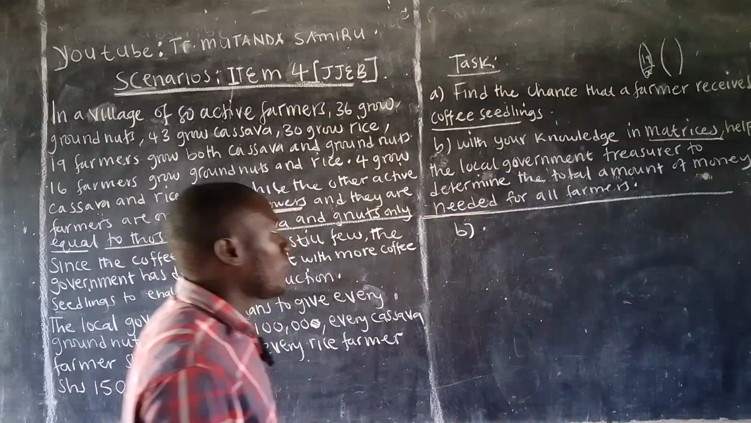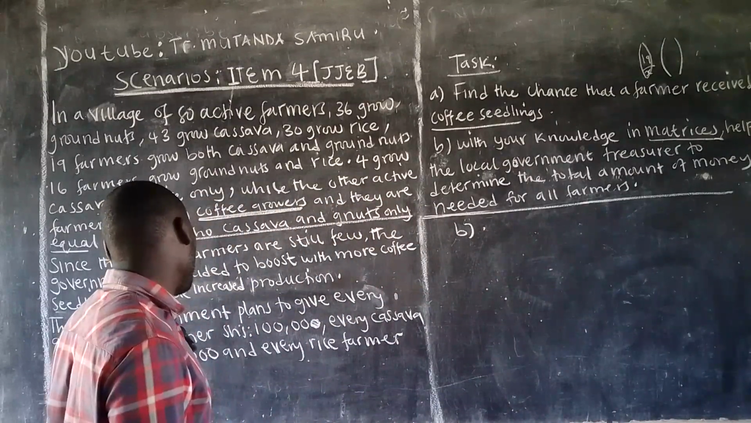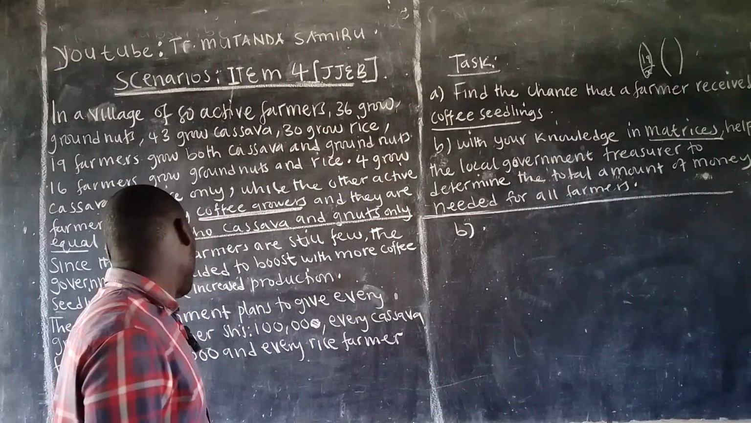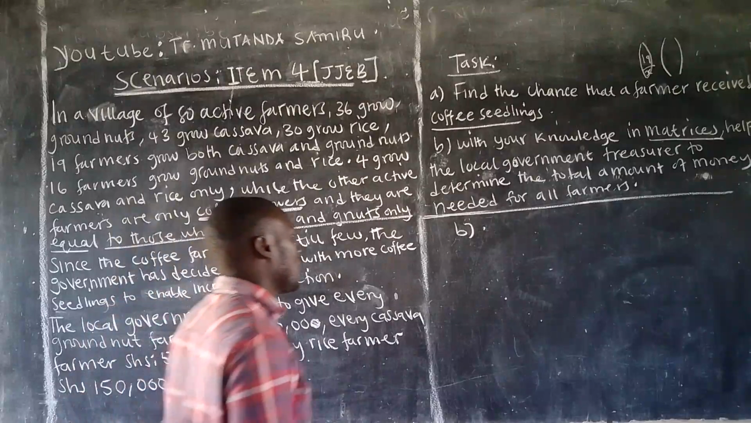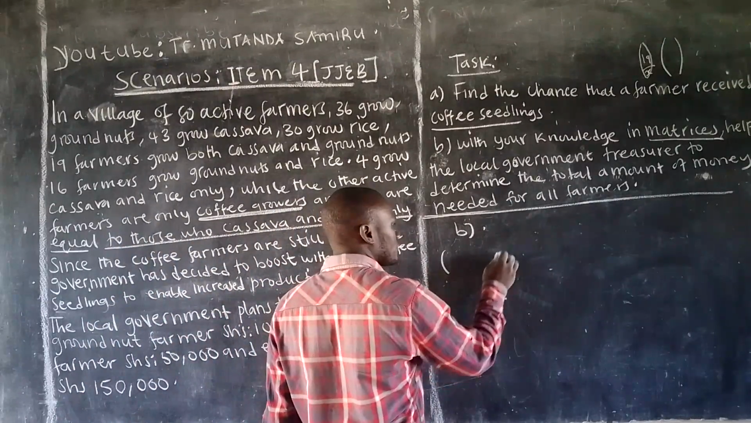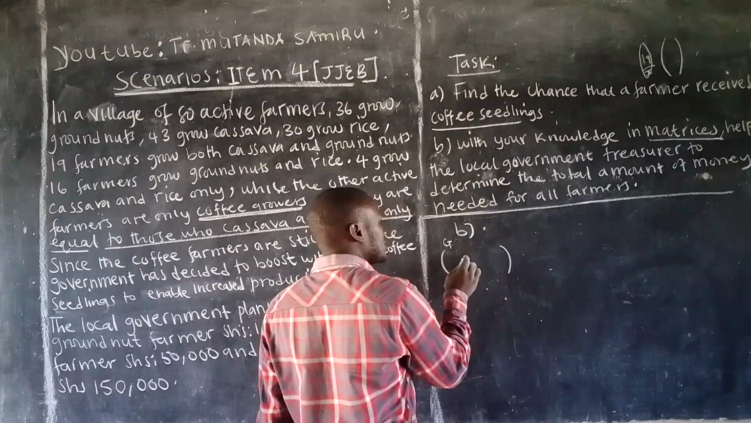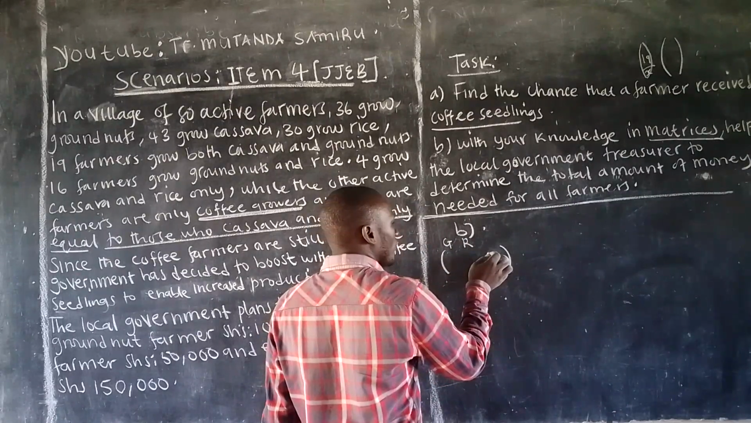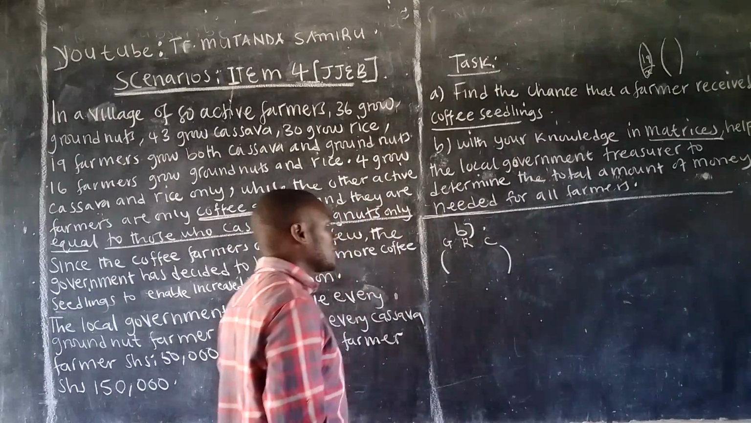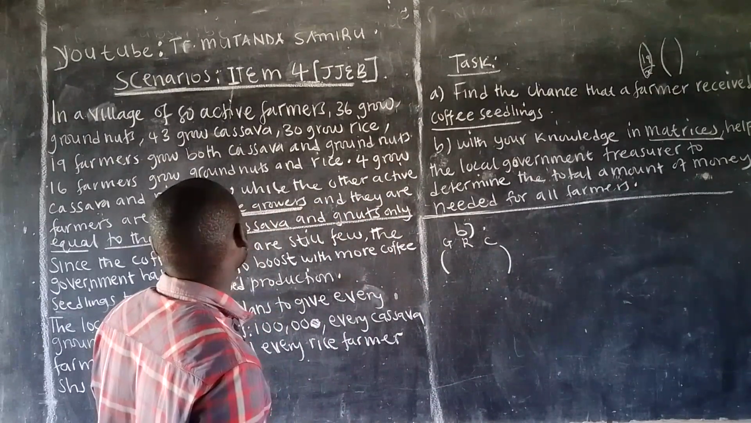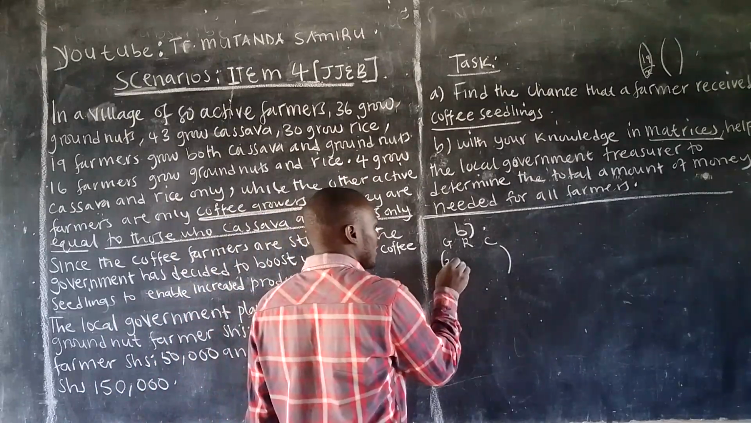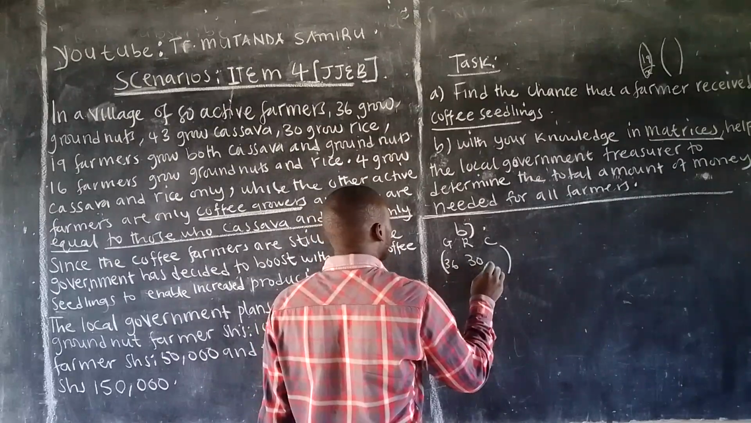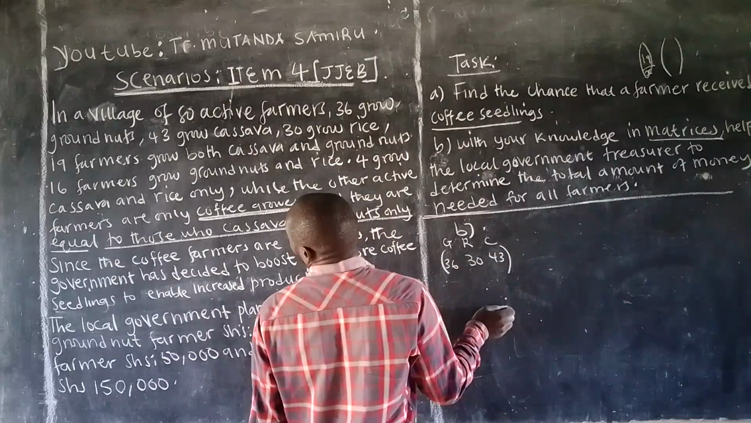All right. Now, part B, we wind up with this. Okay, matrices. Now, total expenditure in matrices. You know that in order to get total expenditure, you get the quantity times the prices attached. So let's get the quantities. These people grow nuts, rice, and cassava. How many farmers grow nuts? They are 36, by the way. How many farmers grow rice? 30 grow rice. Then 43 grow cassava. Okay, good.